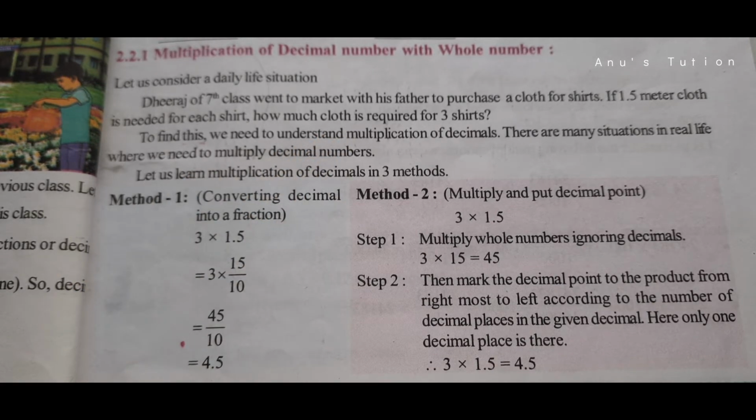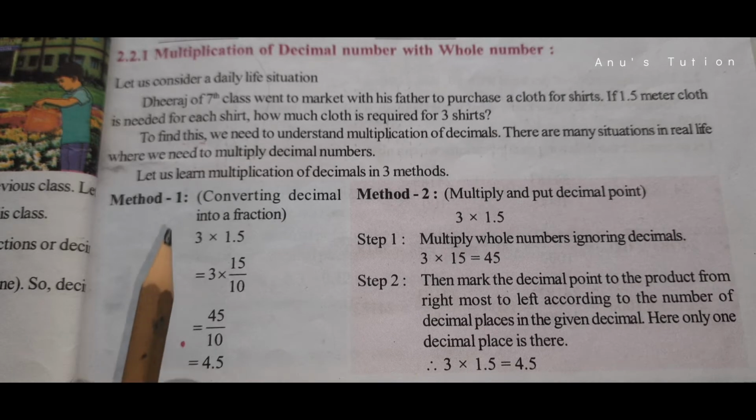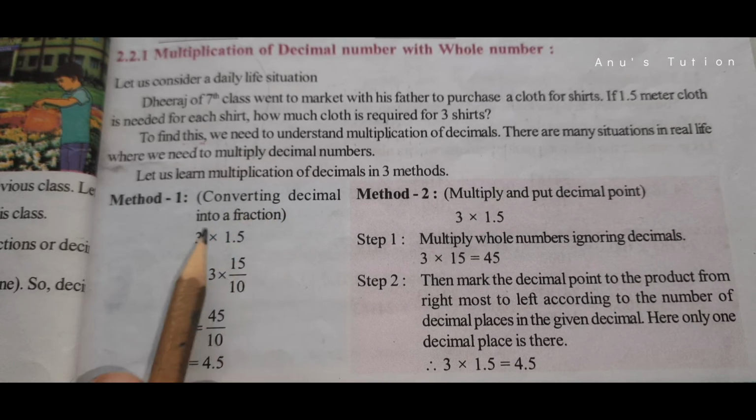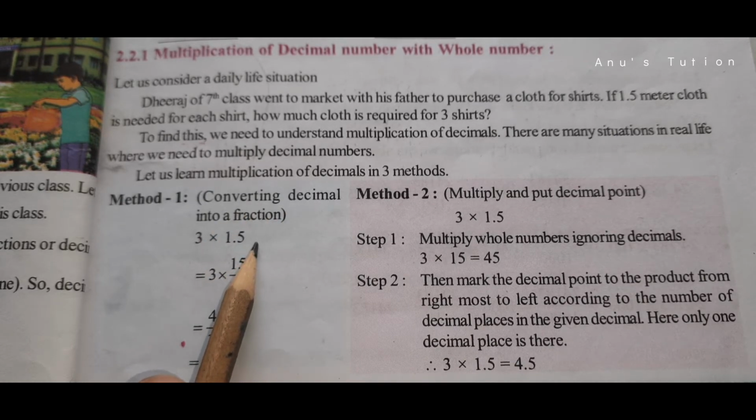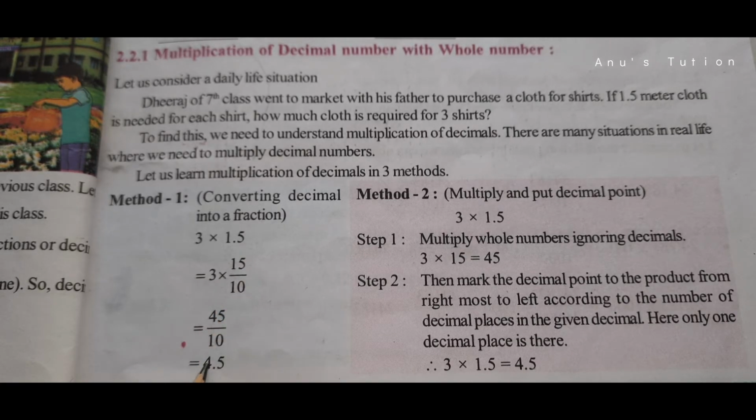There are many situations in real life where we need to multiply decimal numbers. These are method 1 and method 2. Method 1, converting decimal into fraction: 3 into 1.5. 1.5 we can write as 15 by 10. 3 15s are 45 by 10. Next, 4.5, we will get here 4.5.